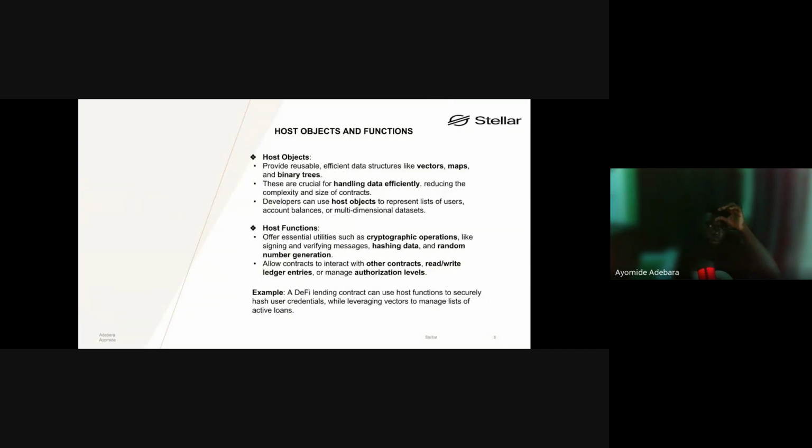The host objects, we made mention of different things that are contained in the host objects and the host functions. We saw that there are different data types or data structures inside the host objects, things like vectors, maps, binary trees, all of these different data structures. When it is time for you to use them, you can think of which data structure is best to use in this scenario. And that's basically what being a programmer is: your ability to understand what kind of data structure you need to use and when you need to use it.